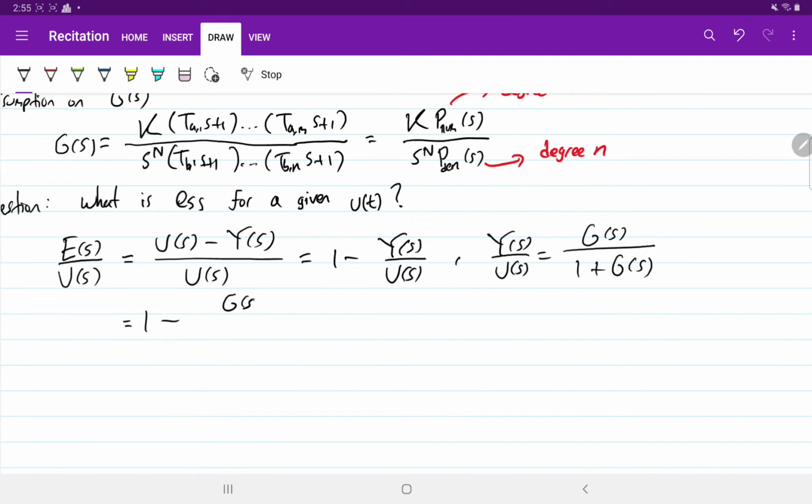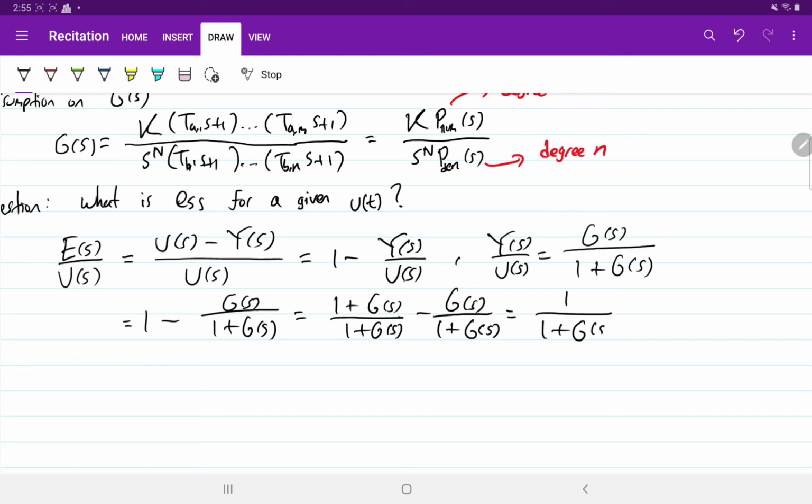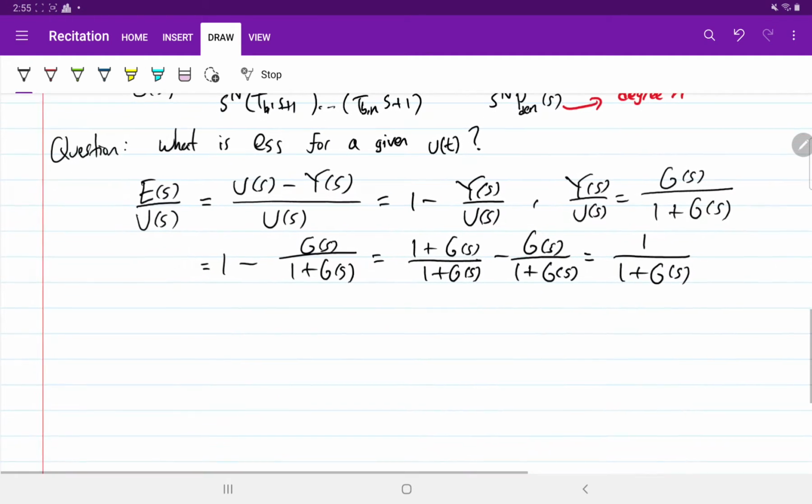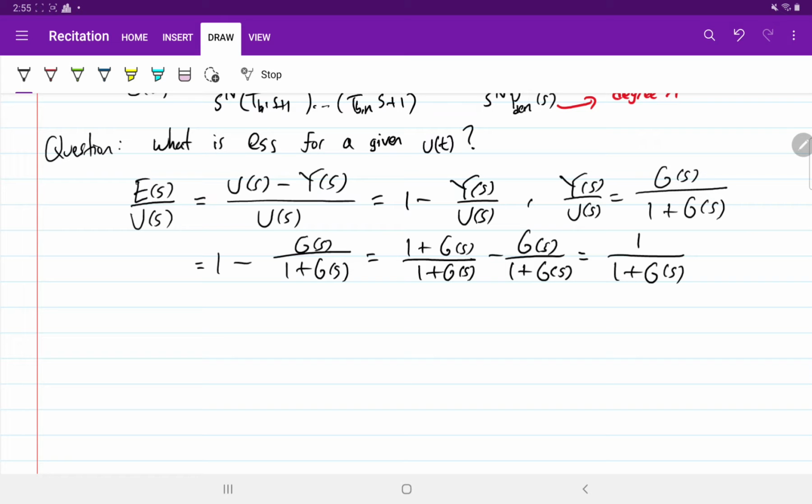We have g of s over 1 plus g of s, which is 1 plus g of s over 1 plus g of s minus g of s over 1 plus g of s. So we get 1 over 1 plus g of s. Okay, so this is the transfer function of e of s over u of s. From here we get e of s is u of s over 1 plus g of s.